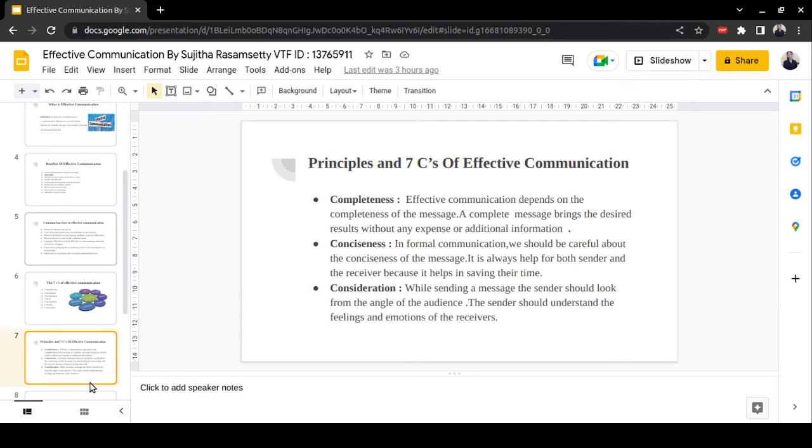Consideration. While we are giving any type of information to others, the message should be given with consideration, so that they can understand, and we have to say it in a way that the people with whom we are talking can understand our communication very easily. While sending a message, the sender should look from the angle of the audience. The sender should understand the feelings and emotions of the receivers.